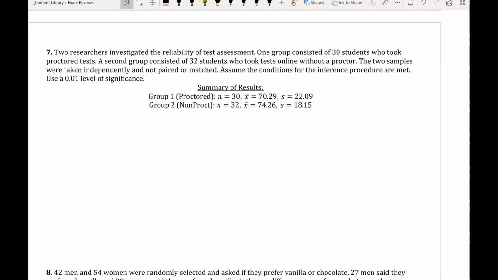Two researchers investigated the reliability of test assessment. One group consisted of 30 students who took proctored tests. A second group consisted of 32 students who took tests online without a proctor. The two samples were taken independently and not paired or matched. Assume the conditions for the inference procedure are met. Use a 0.01 significance level.